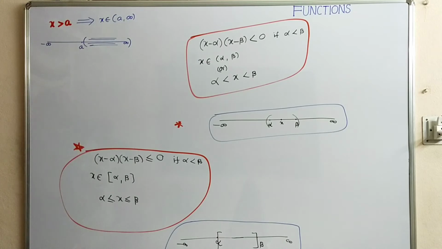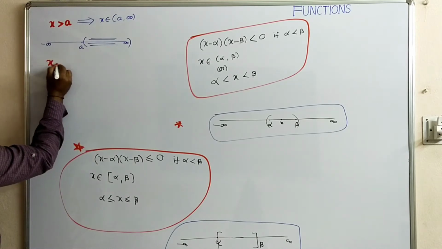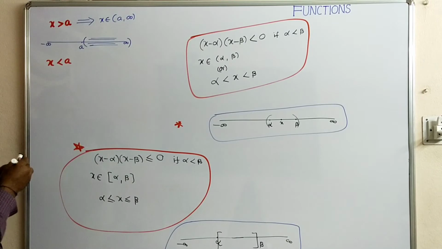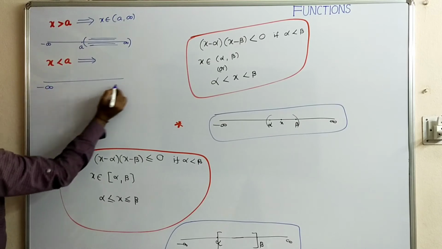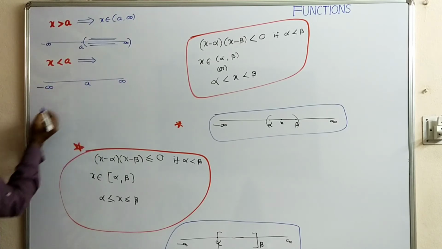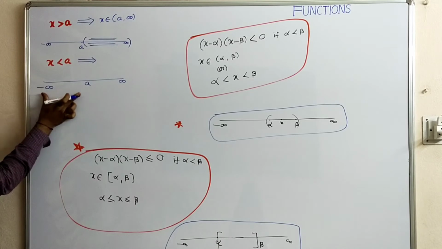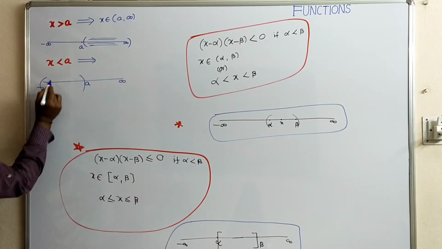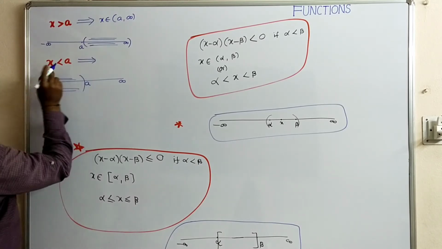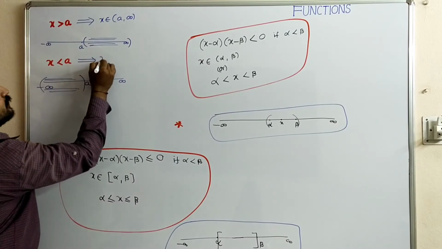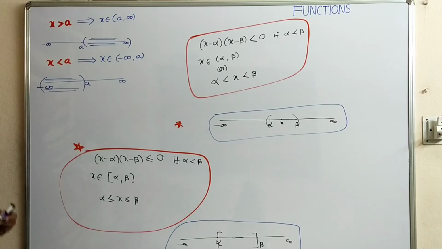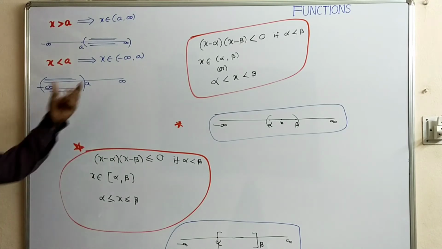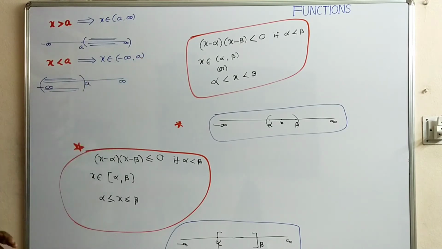Suppose it is x is less than a. What are we going to get? In the real number line, this is minus infinity to plus infinity. This is a, x is less than a. That means from minus infinity to a. This region we are getting. So x is less than a implies that x belongs to the open interval of minus infinity comma a. The values of x are defined from minus infinity to a.